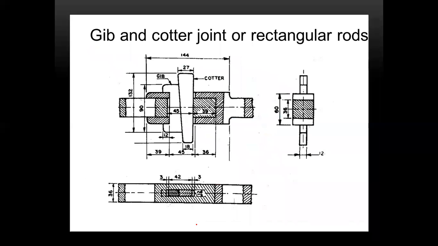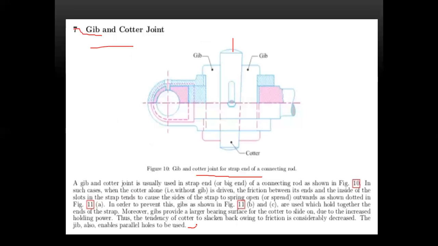Okay. Now see the gib and quarter joint of rectangular rods. This is the figure, right?